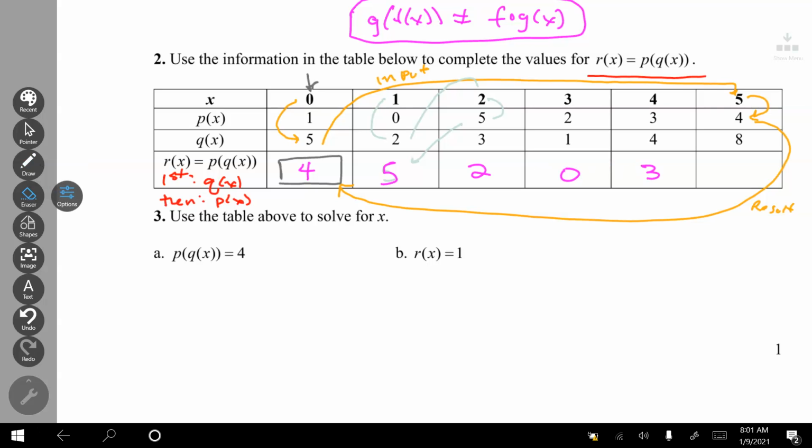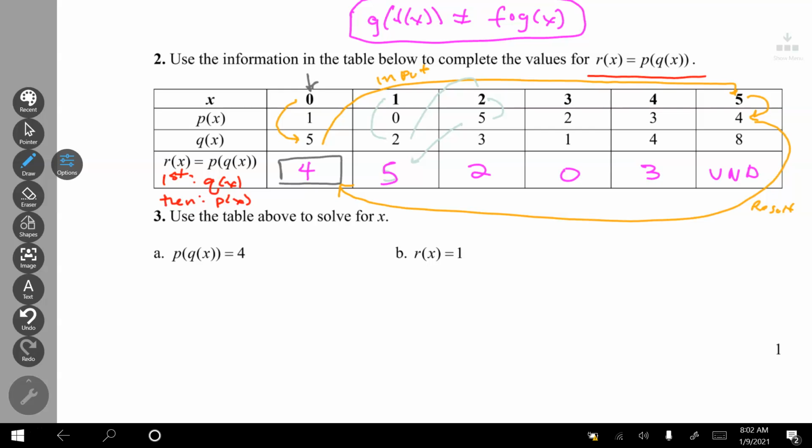And then finally, I start at x equals 5. I go to q. Q is 8. And then I have no place to go on the table because there's no x equals 8. So since I have no place to go, this one is undefined.